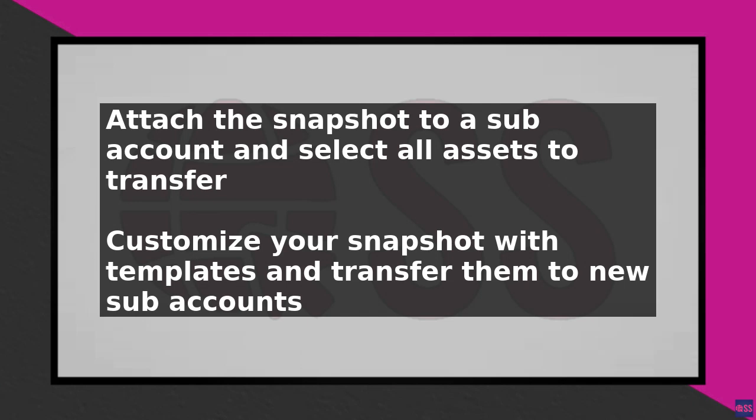The process involves going to your agency view, creating a new snapshot, attaching it to a sub-account, and customizing the templates. Once a new sub-account is created with the snapshot, all the templates will be transferred, making it easy to create consistent and customized accounts.